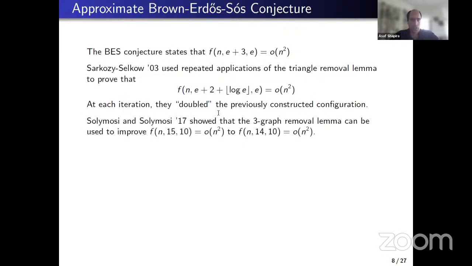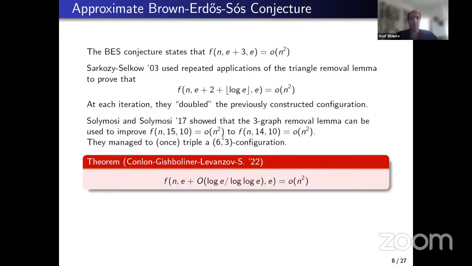And a few years ago, Solymosi and Solymosi managed to improve one case of this Ruzsa-Szemerédi theorem. Meaning for 10 edges, they improved the number of vertices from 15 to 14. This seems like a negligible improvement, perhaps, but it requires a very sophisticated idea in which they use the 3-graph removal lemma in order to once triple instead of double a 6-3 configuration.